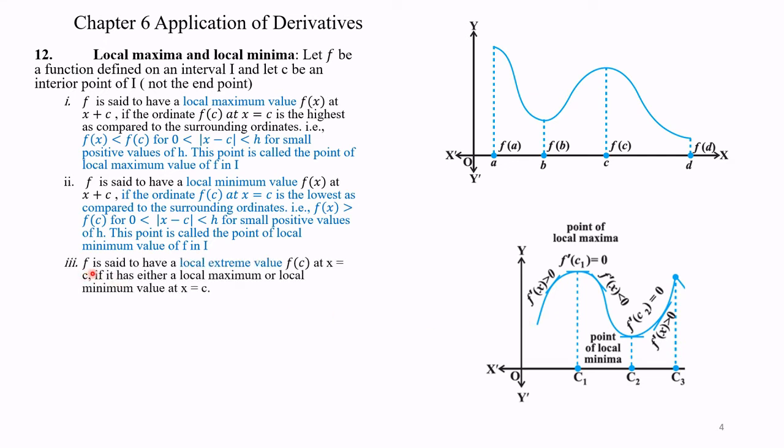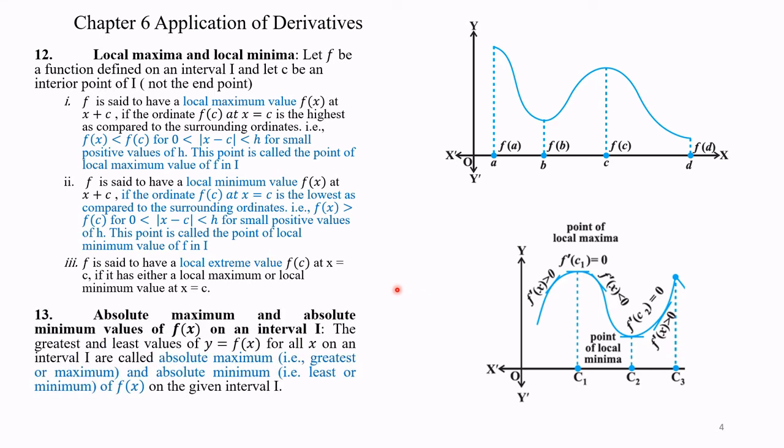Point number 3: f is said to have a local extreme value f(c) at x equals c if it has either a local maximum or a local minimum value. So at c, where f dash c equals 0, it has a local extreme value, either minimum or maximum.